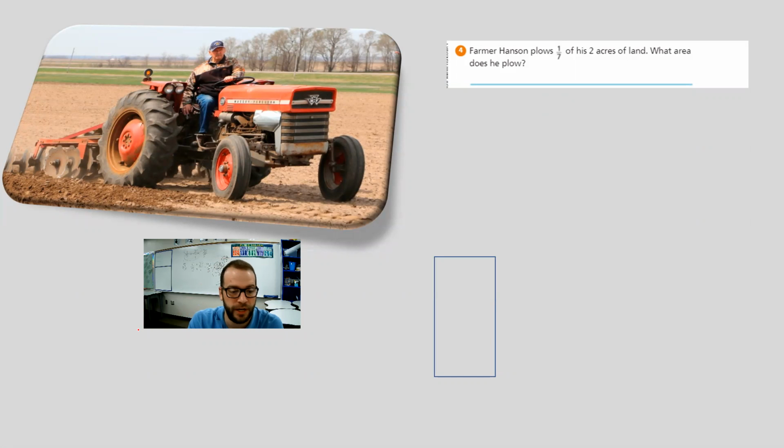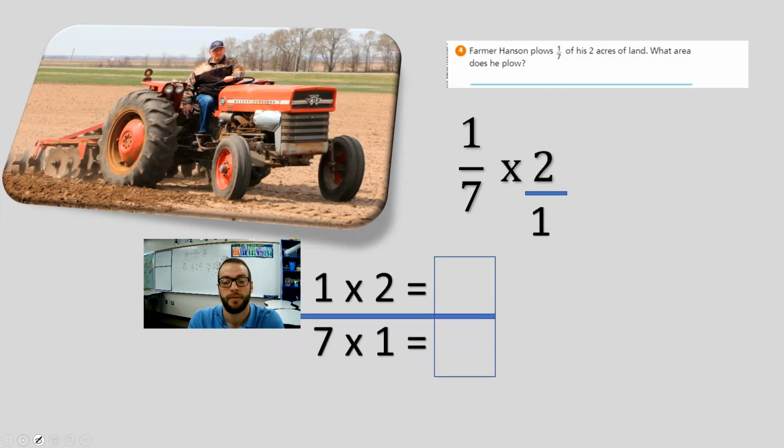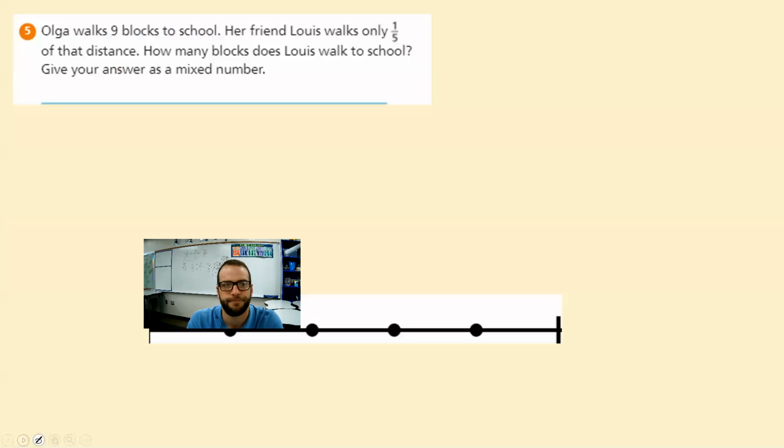1/7 of 2. Here's the answer. 1/7 times 2. You can't do it like that. You got to have fraction and fraction. Can we turn 2 into a fraction? Yes, sir. Ma'am, sir. Put a 1 under it. 2 times 1 is 2. Oops. 2 times 1 is 2. 7 times 1 is 7. That's your answer. 2/7 is your answer. That guy looks happy. 2/7 of his land.